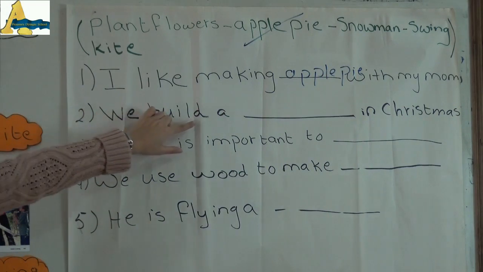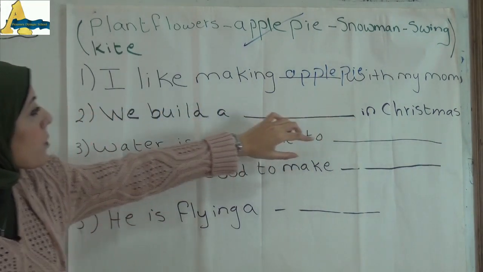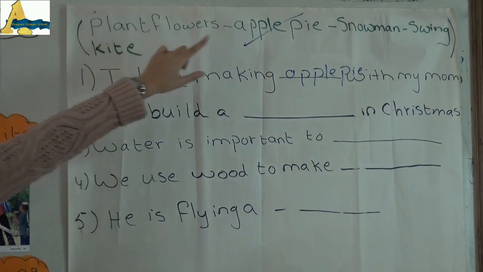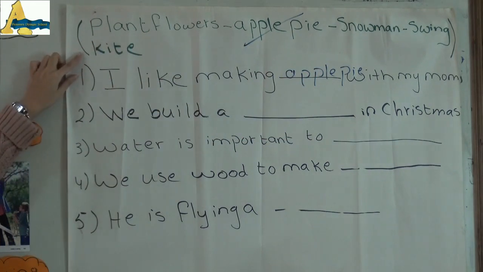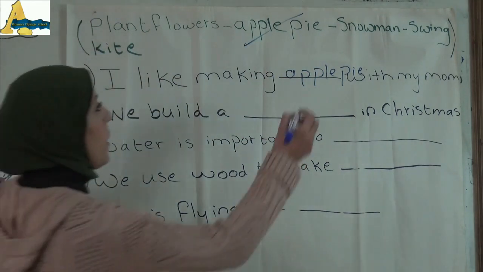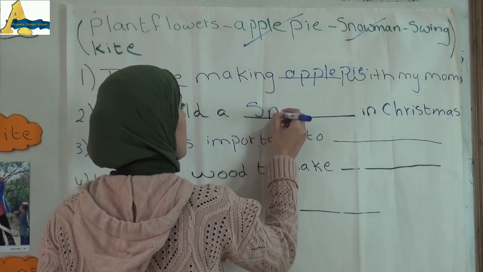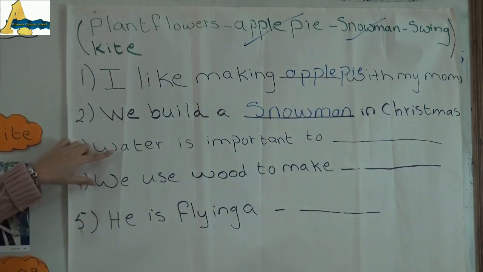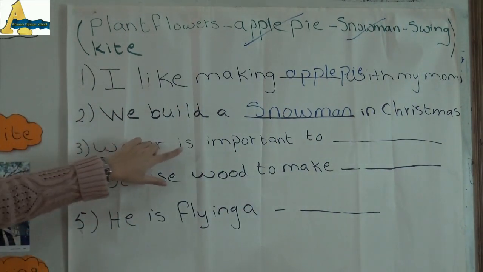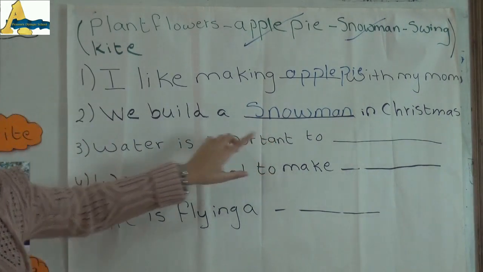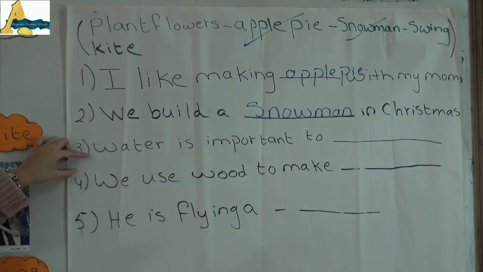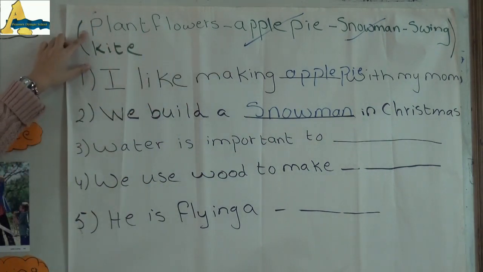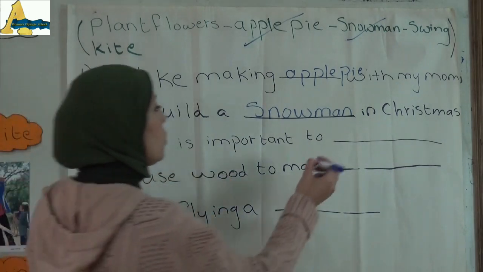We build a dot in Christmas. So we build plant flowers, snowman, swing, or kite? Yes, we build a snowman. Let's write the word snowman. And snowman is one word. Number three, water is important too. Do you think we use water for what? For plant flowers, or swing, or kite? Yes, for plant flowers. So water is important too.